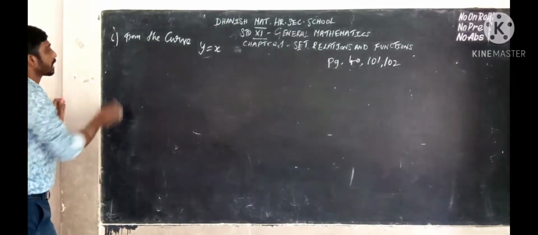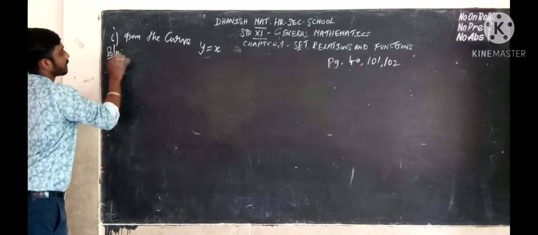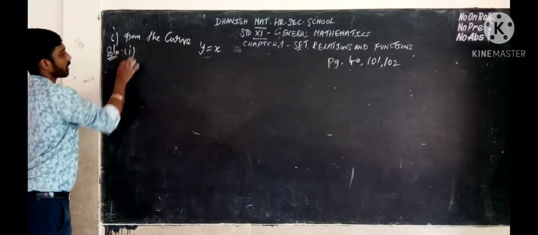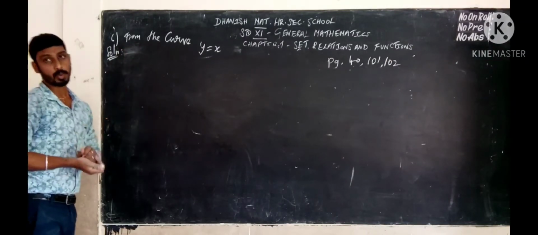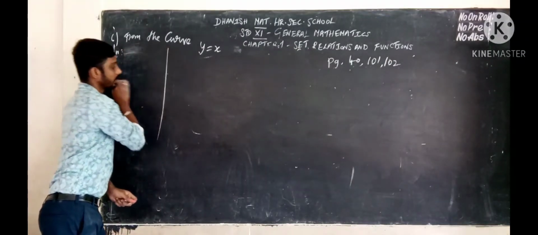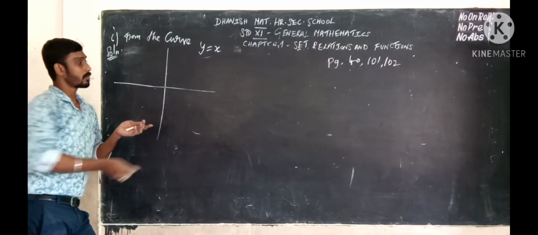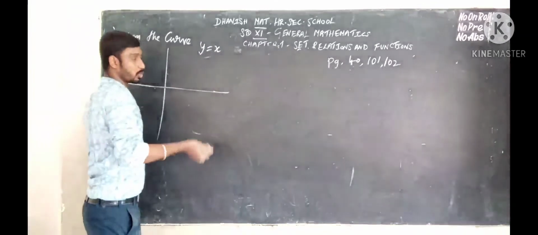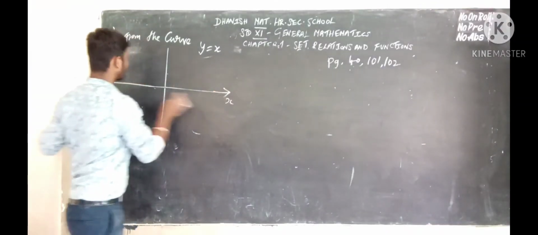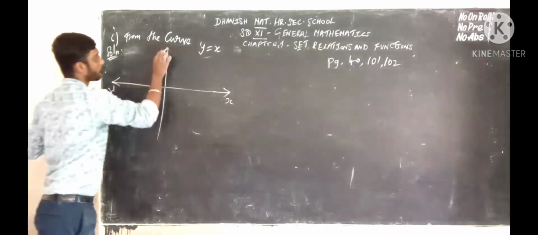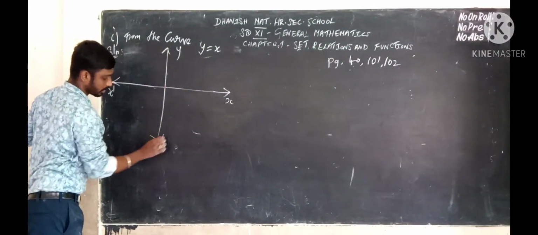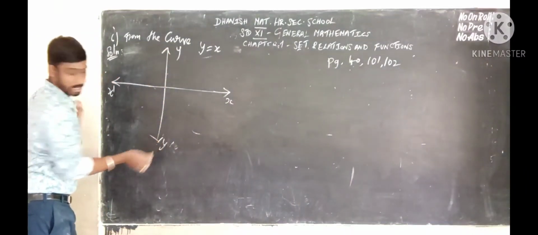So let's draw the graph here. First question we have, what is the graph for y is equal to x? That will be the easiest one. If you put x as 1, then y is also 1. If you put x is equal to 2, again you are getting 2 only. So this one is the y dash. Now draw the graph like this.